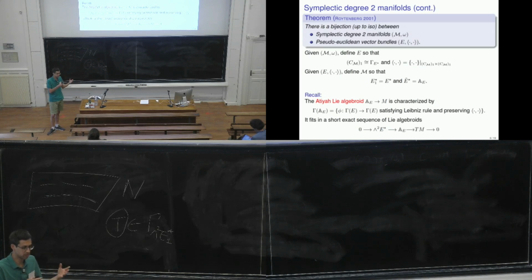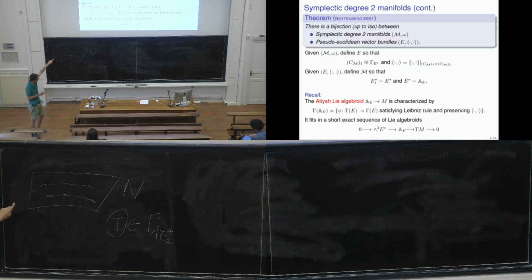So degree 2 manifolds, in the characterization that I gave earlier, correspond to a pair of vector bundles together with some map. And here somehow there is just one vector bundle. That's because the second one comes for free. So if you start from the pseudo-Euclidean vector bundle, you take E star as the vector bundle whose sections are degree 1 functions. And for degree 2 functions, you take a vector bundle that is actually a Lie algebroid that is canonically associated to the pseudo-Euclidean vector bundle, namely it's a T Lie algebroid.